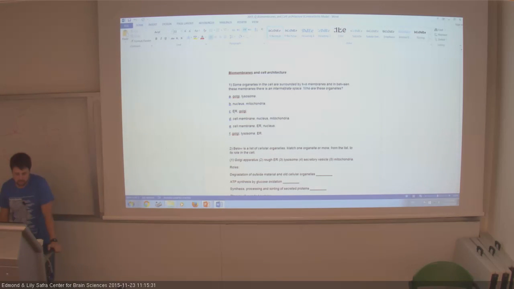And the ER or the Golgi have one membrane, the cell membrane has one membrane, but the nucleus and the mitochondria have two sets of membranes that assist in the function of this organelle.